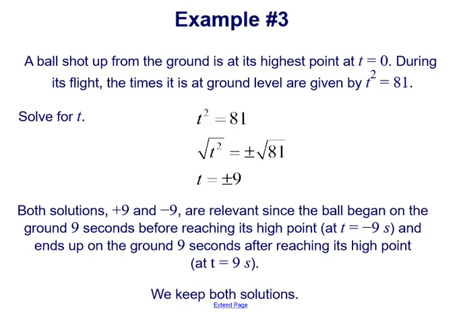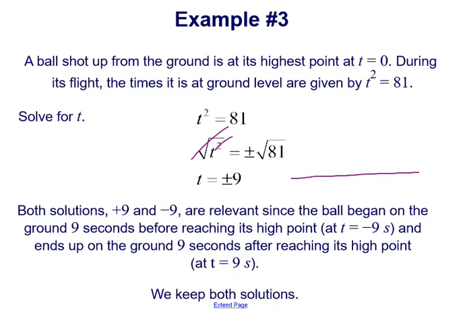So here, when we actually take the square root of both sides, it undoes squaring t and leaves us with just t. And here we would have the plus or minus square root of 81, which is going to give us an answer of plus or minus 9. So in this case, both solutions of positive 9 and negative 9 are relevant since the ball began on the ground 9 seconds before reaching its highest point at t equals negative 9 seconds, and then it ends up on the ground 9 seconds after reaching its highest point at t equals 9 seconds.